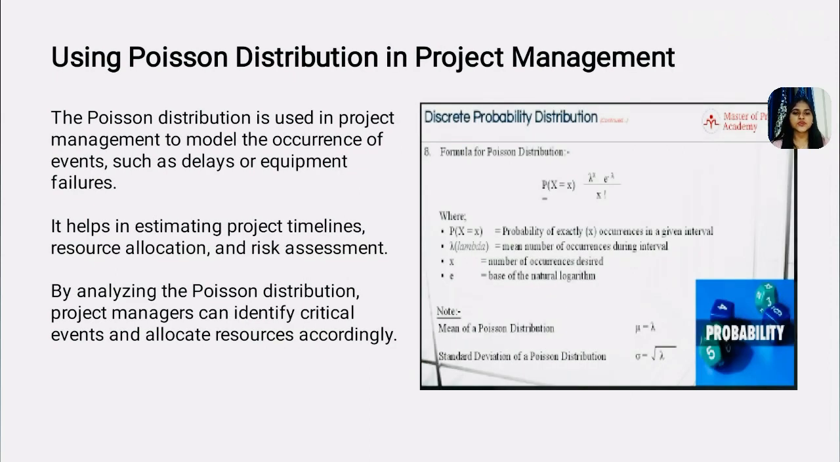Poisson distribution in project management. The Poisson distribution is used in project management to model the occurrence of events such as delays or equipment failures, helping in estimating project timelines, resource allocation, and risk assessment. By analyzing the Poisson distribution, project managers can identify critical events and allocate resources accordingly.